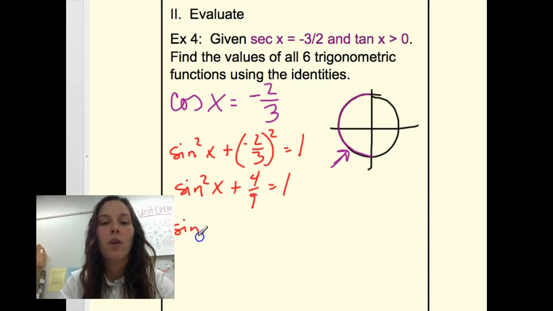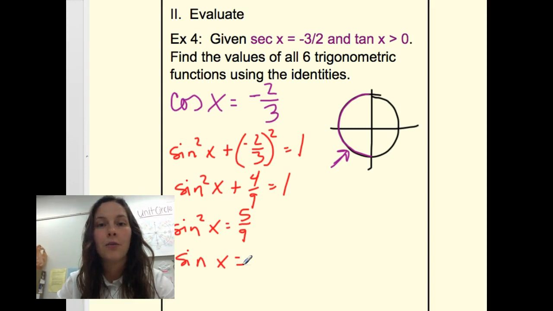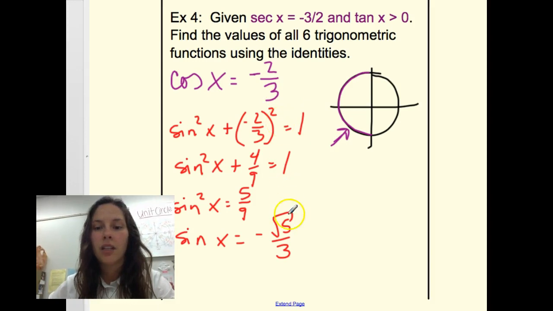Now remember, when we subtract fractions, we need a common denominator. So I'm going to turn my 1 into 9/9, so that when I subtract my 4/9, I get 5/9, taking the square root of that. And remember, we know that sine is negative. We know we're in the third quadrant, so it's going to be the negative square root of 5/3. Remember, just take the square root of the numerator and the square root of the denominator.